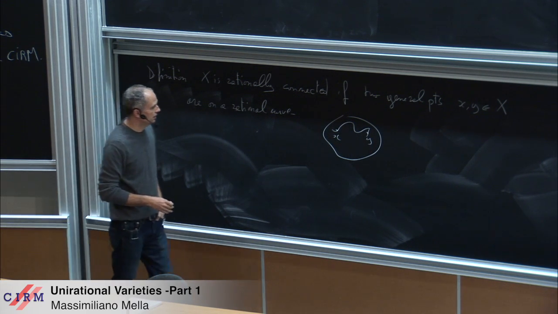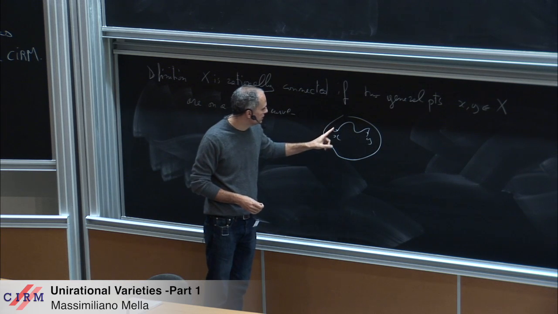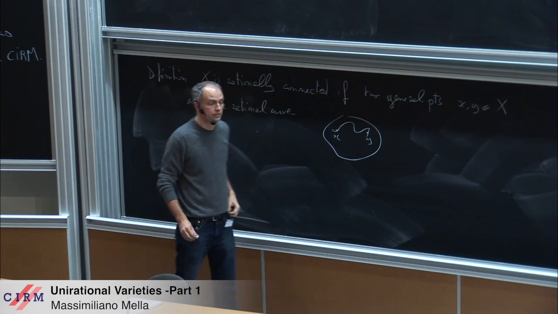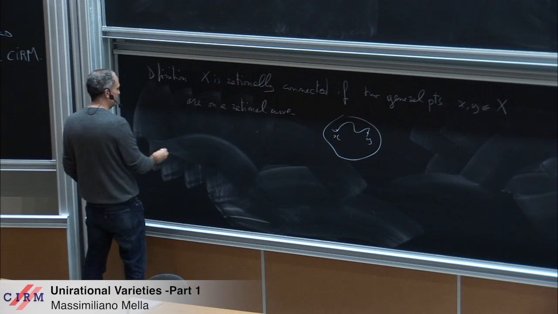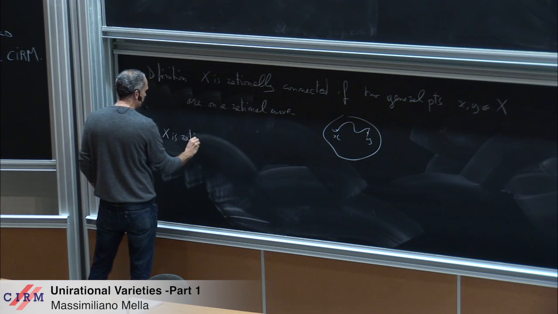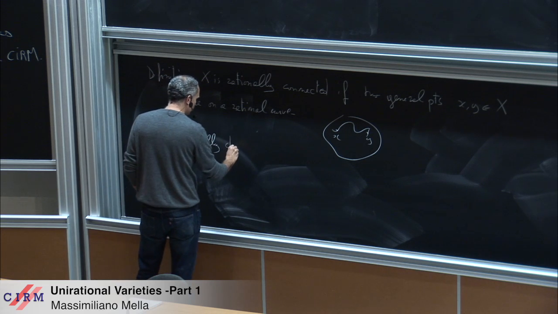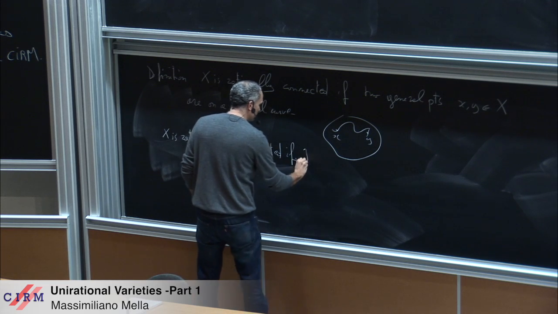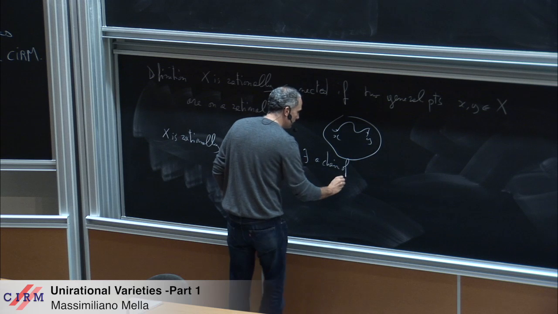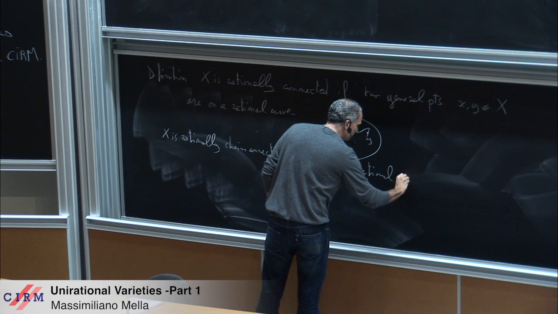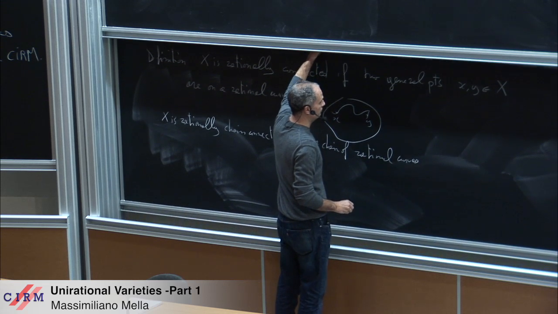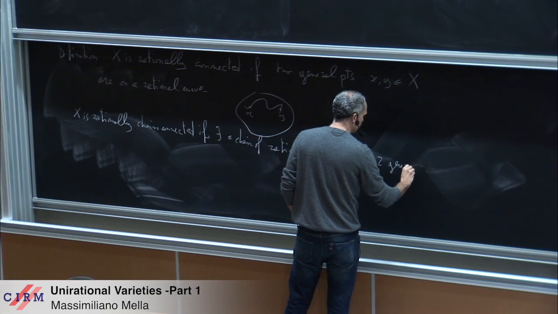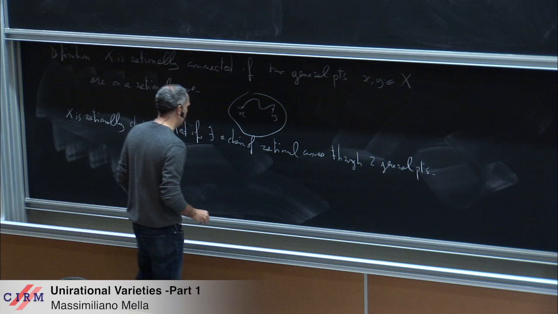And well, you may consider a different version of this, and instead of asking that there is an irreducible curve, so a rational curve, you may ask that there is a chain of rational curves connecting them. And so this produces the notion of rationally chain connected. So X is rationally chain connected if there exists a chain of rational curves through two general points. And so you have a situation like this.